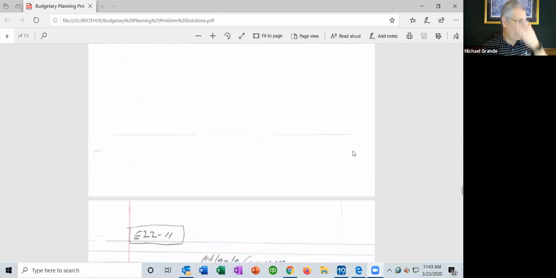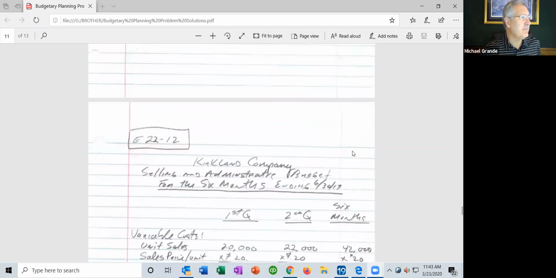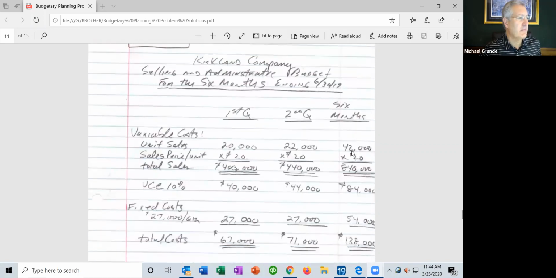Let's look at the solution here that I've included in my analysis. Again, it's later on here. Here's the solution to exercise 12. First quarter, second quarter, and for the 6 months. Kirkland Company selling and administrative budget for the 6 months ended June 30th, 2022. First quarter. Remember, the variable cost is based upon total sales. So the first thing we have to do is calculate total sales.